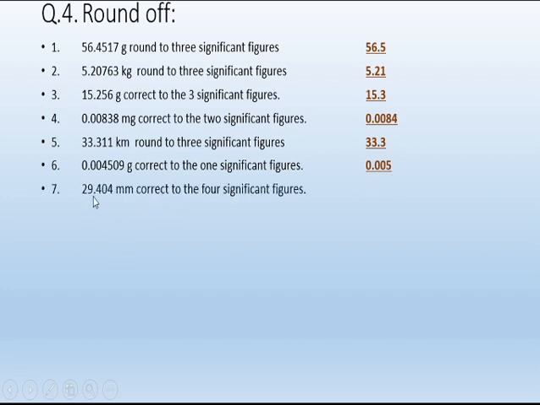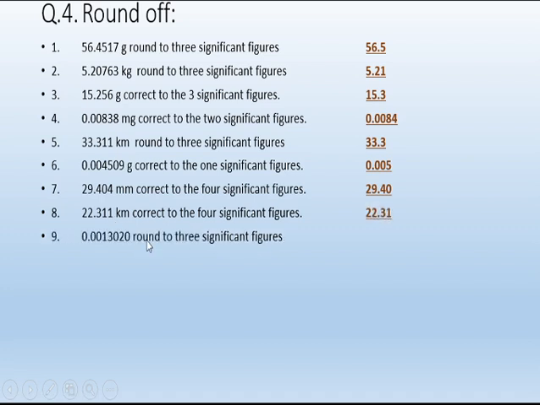Now 29.405 millimeter correct to 4 significant figures. So we'll consider 2940 and the next number will be removed. So our answer will be 29.40, correct to 4 significant figures. Similarly, 22.311 kilometer correct to 4 significant figures. We'll retain the first 4 numbers and 1 will be removed. So 22.31 will be our answer.